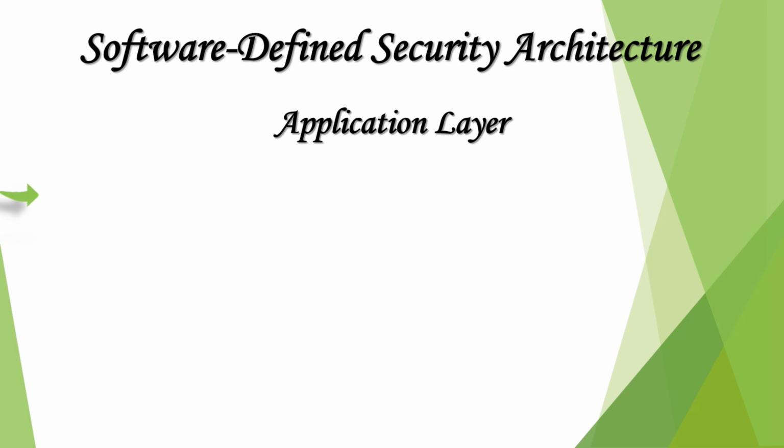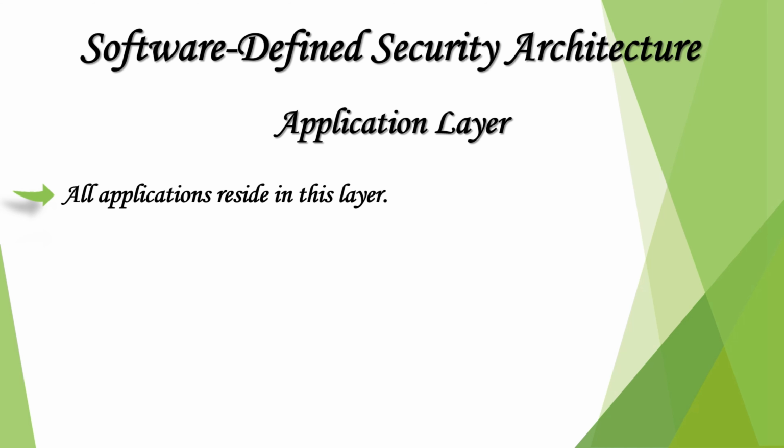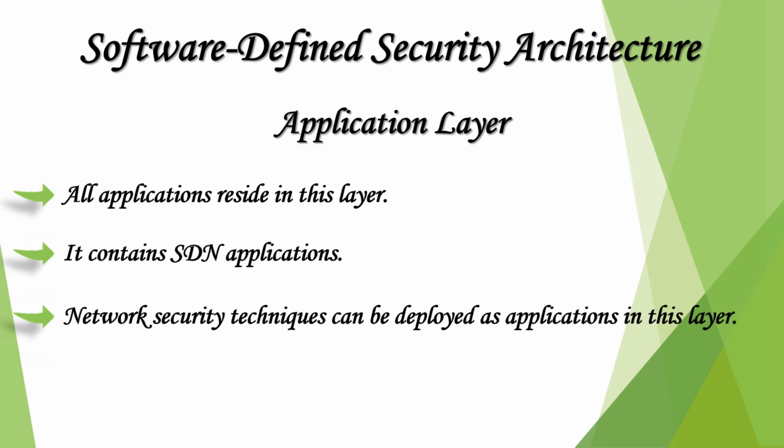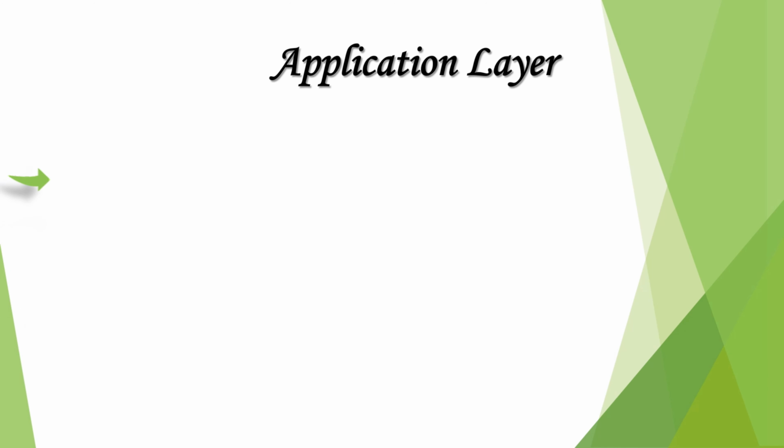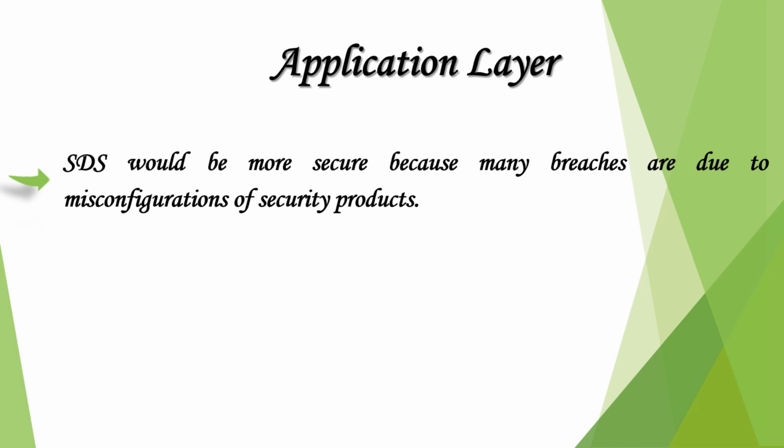Application layer. All applications reside in this layer. It contains SDN applications. Network security techniques can be deployed as applications in this layer. To be effective, security must be built into the architecture and must protect the availability, integrity, and privacy of information. STS would be more secure because many breaches are due to misconfigurations of security products.